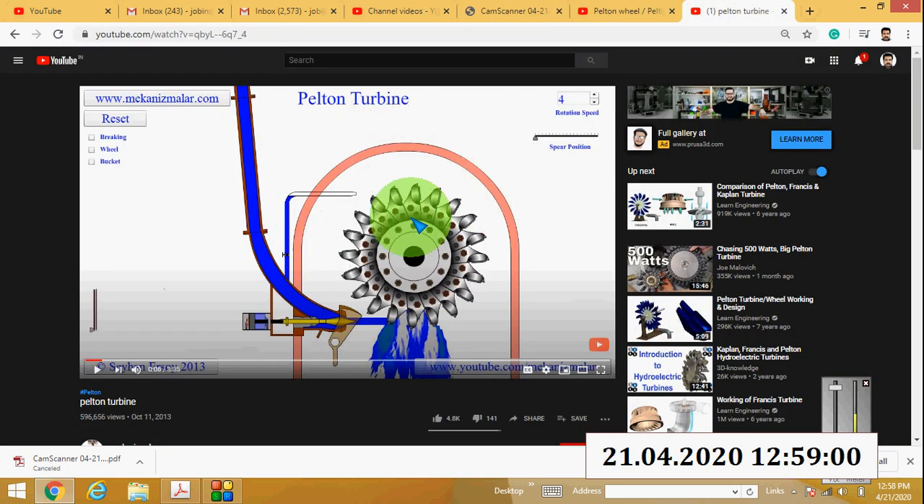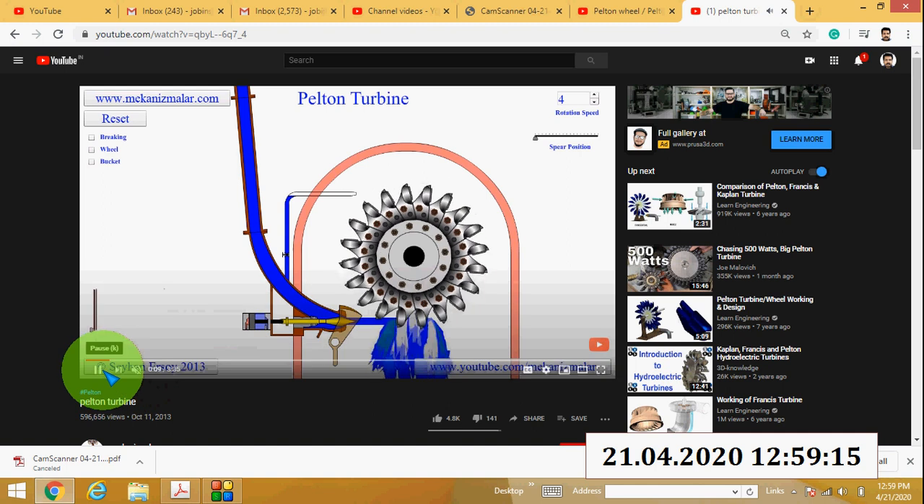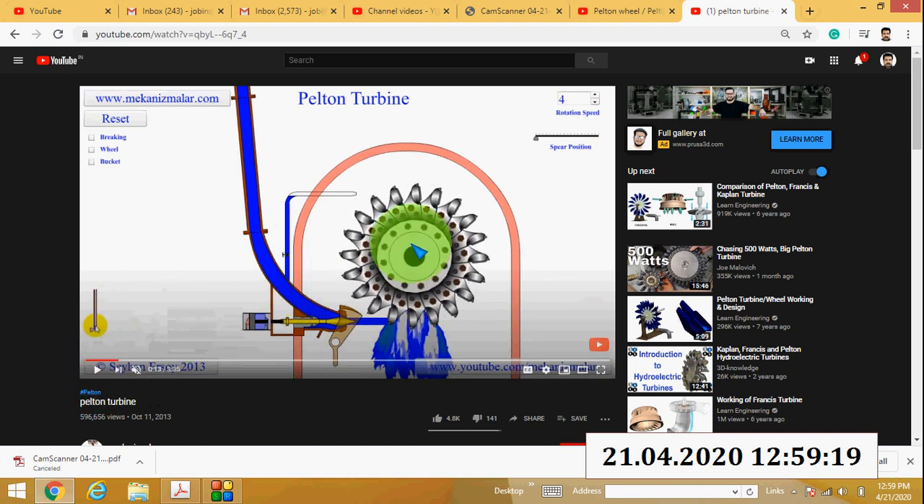So I will show you a video from YouTube. You just go to YouTube and search for Pelton turbine animation, and you will get this video. You can see this is the runner. I will play it. You can see this rotating; this is the runner, and on the runner you can see different buckets. These all are the buckets.